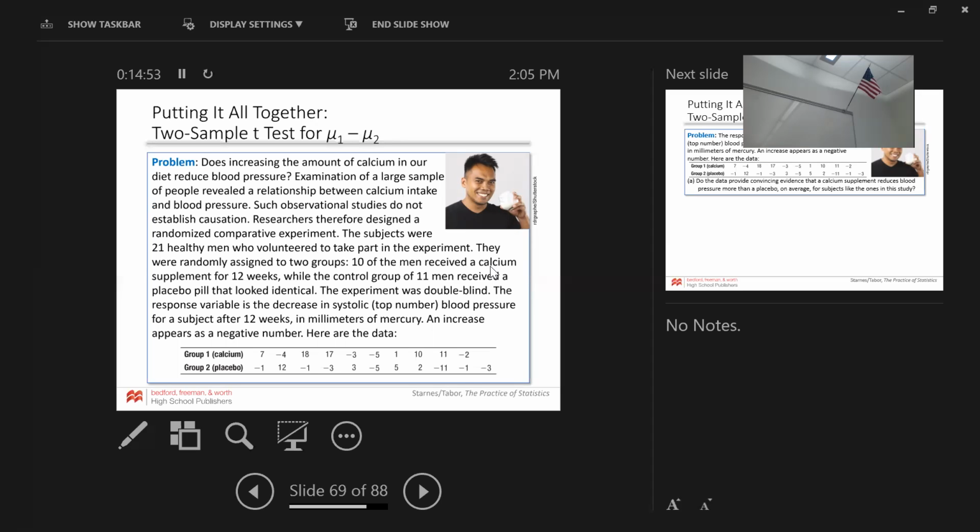We're not putting this in the calculator because we'll do it later, but that just goes with what's going on. In order, we have to do the conditions first, yes? So we have to have random assignment of treatment. The sample size is not going to be anywhere near 10% of the population. But look at the sample sizes: 10 and 11. They're both less than 30.